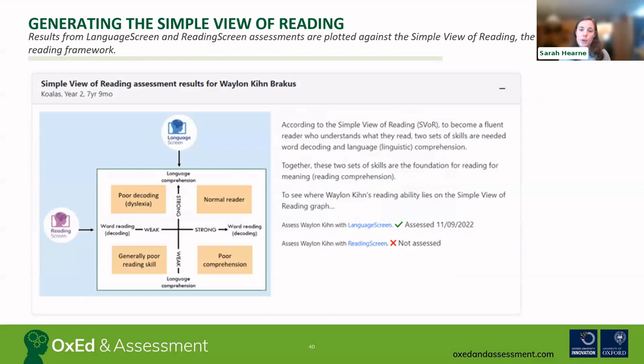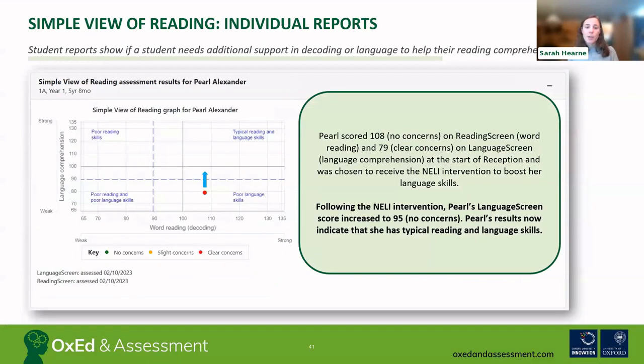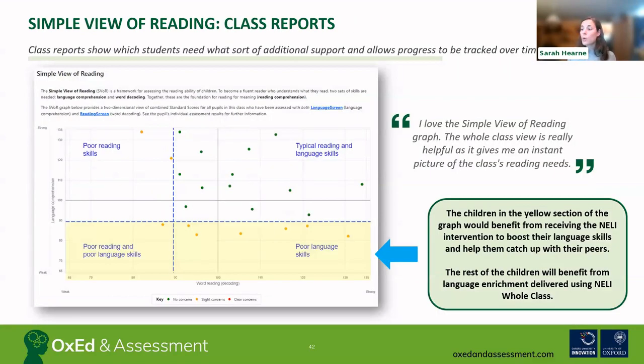And when children are assessed with both Language Screen and Reading Screen, their results are mapped against a simple view of reading plot for a more detailed understanding of risks to a child's reading comprehension development. Using these plots, you can see whether a child would benefit from support for their language development, their reading development, or both, and you can monitor their individual progress or that of the entire cohort.